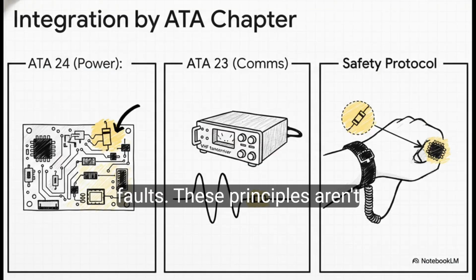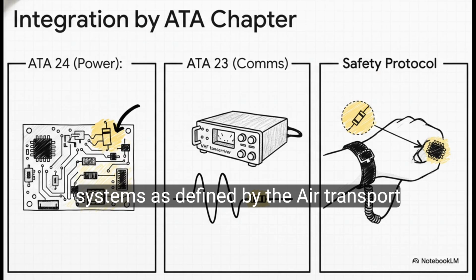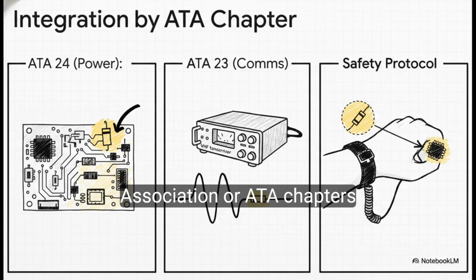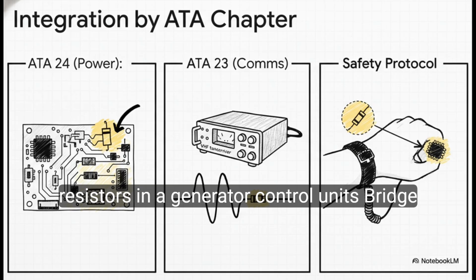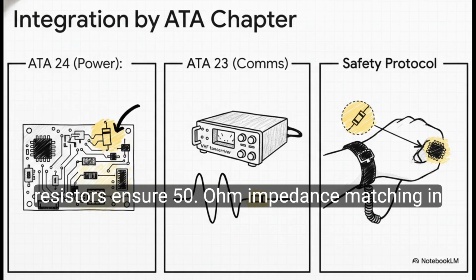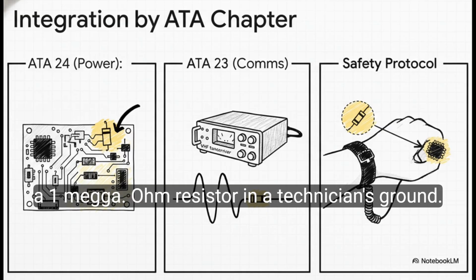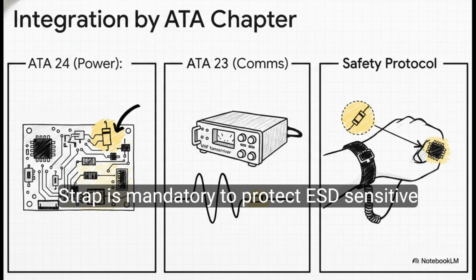These principles aren't abstract theory. They're applied across aircraft systems as defined by the Air Transport Association, or ATA chapters. In ATA 24 electrical power, resistors in a generator control unit's bridge circuit regulate voltage. For ATA 23 communications, precision resistors ensure 50-ohm impedance matching in VHF transceivers. And for safety, a 1 mega-ohm resistor in a technician's grounding strap is mandatory to protect ESD-sensitive components.